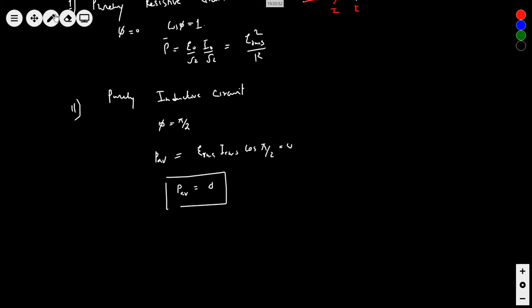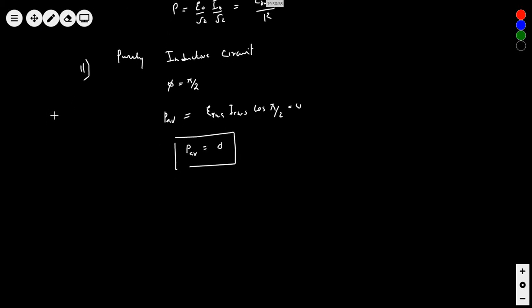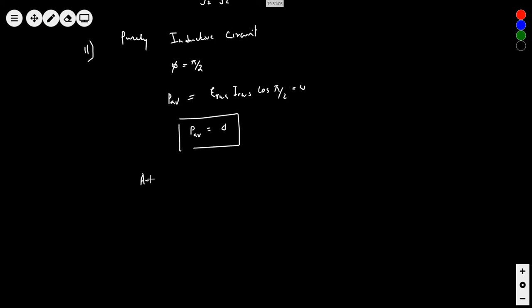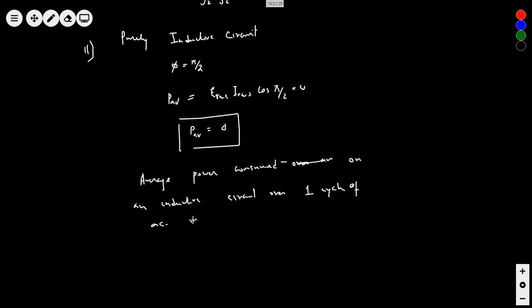Got it? Hence the average power consumed over an inductive circuit, over one cycle of AC, is 0.